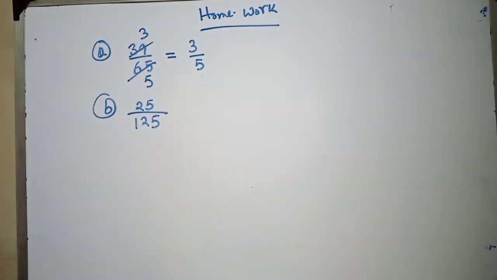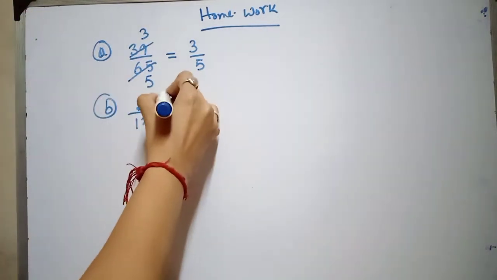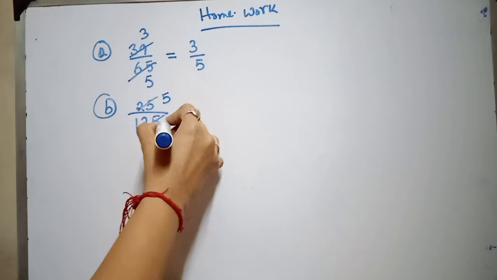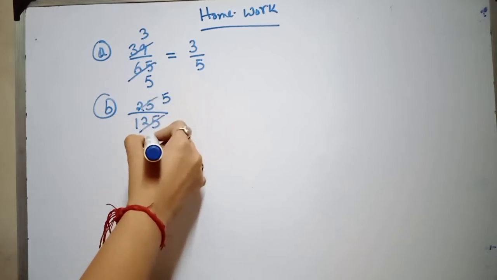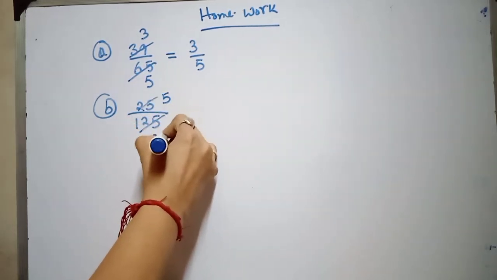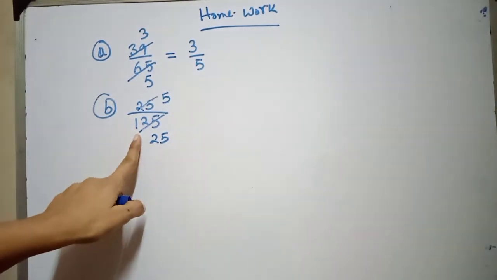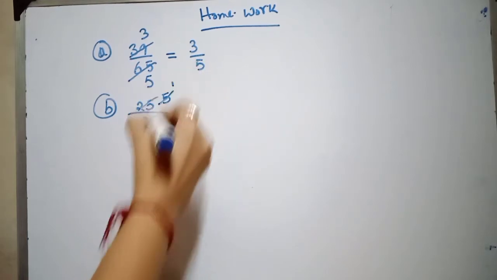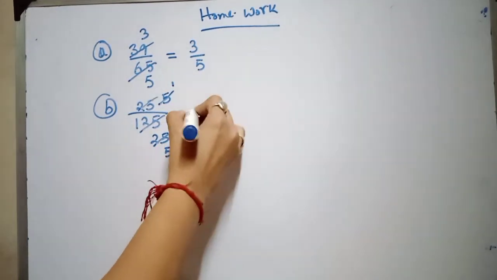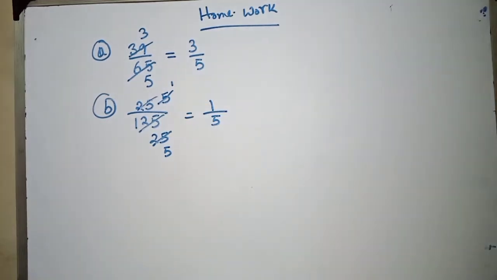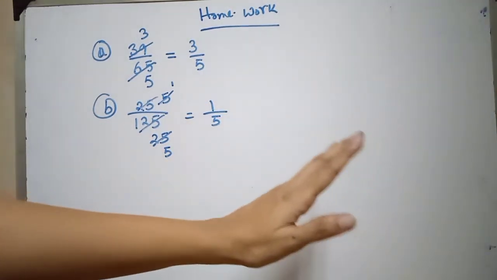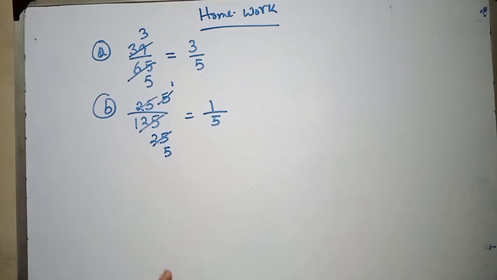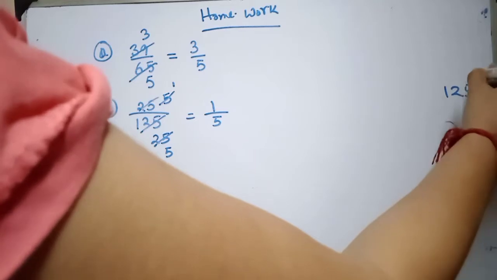Number B is 25 by 125. As I can see, the last digit is 5, so we will always divide it by 5. 5 5s are 25, so that is 5. Now dividing 125 by 5, what do we get? 25. Again I am dividing, and this will be 1 by 5. If you have any problem in dividing 125, you can do it on your rough, and you will get 25 as the answer.